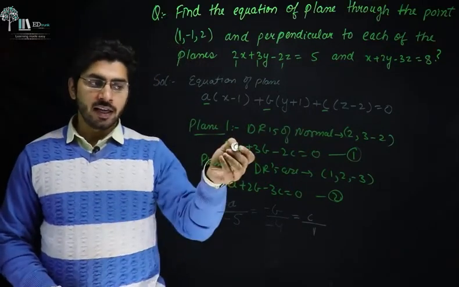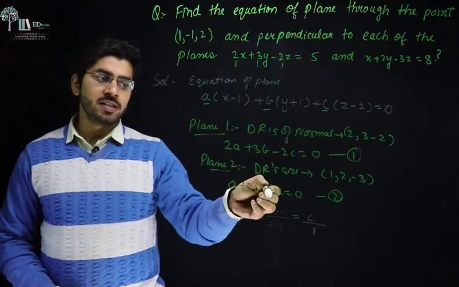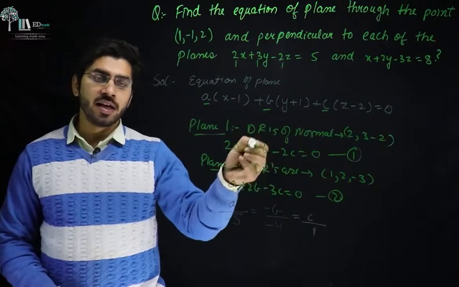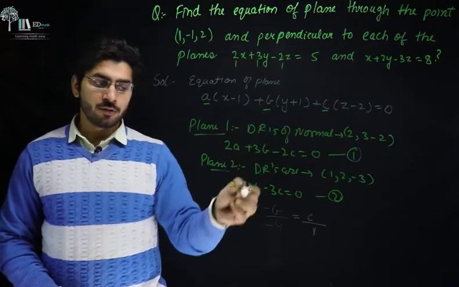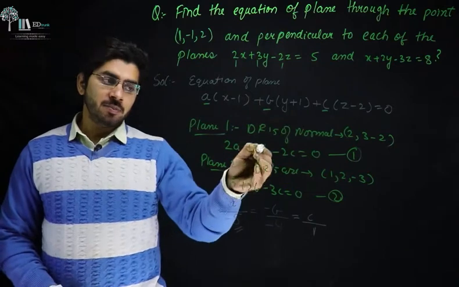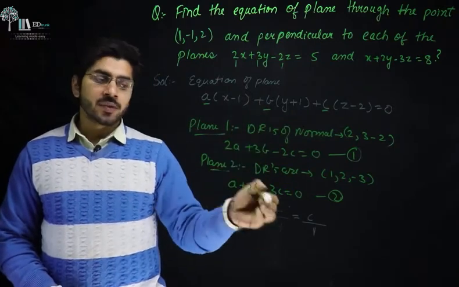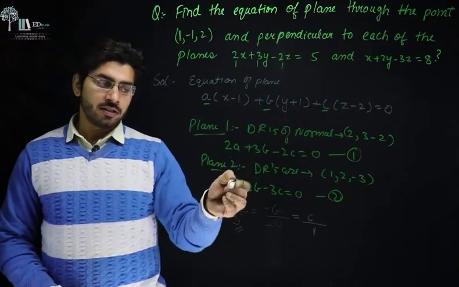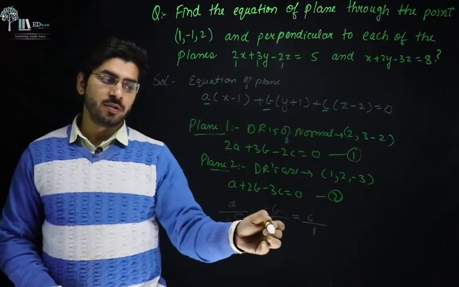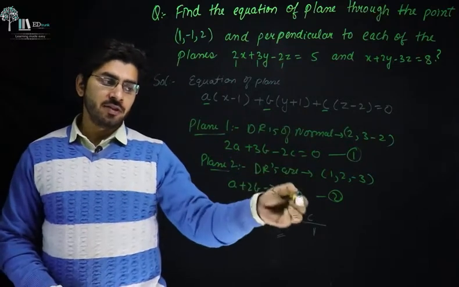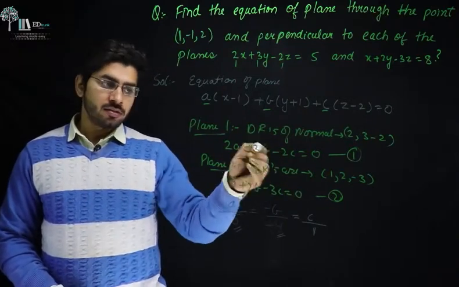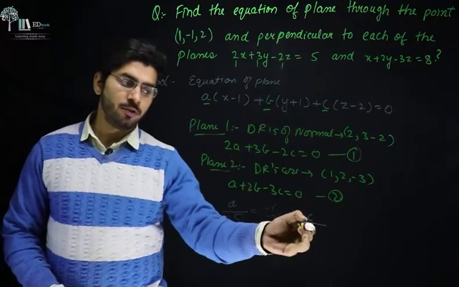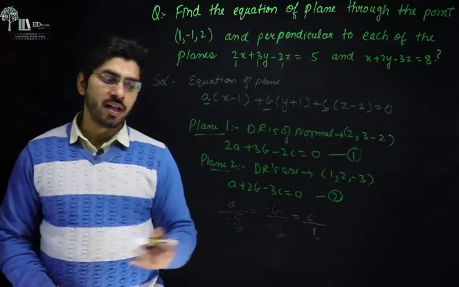Again we will see that a multiplying b and c: 3 into -3, that is -9, and 2 into -2, that is -4. -9 plus 4 is equal to -5. Then b multiplying a and c: 2 into -3 will be -6 and -2 into 1 will be -2, so -6 plus 2 will be -4. Similarly for c: 2 into 2 is 4 minus 3 into 1 is 3, so 4 minus 3, that is 1. So we've got the direction ratios.